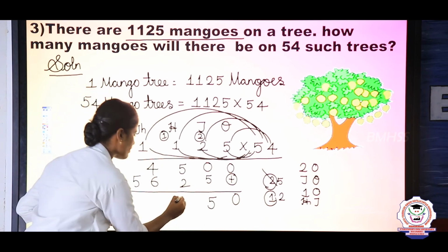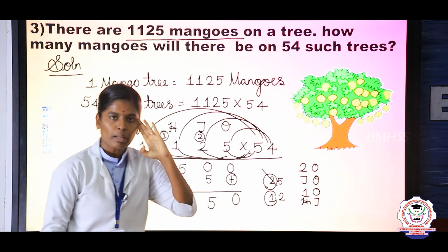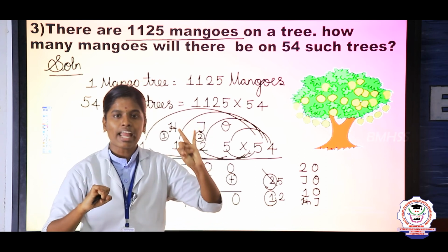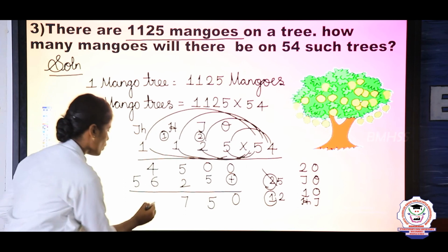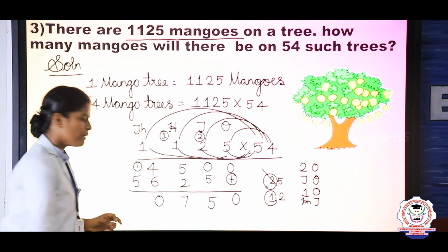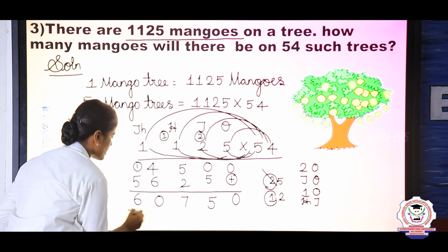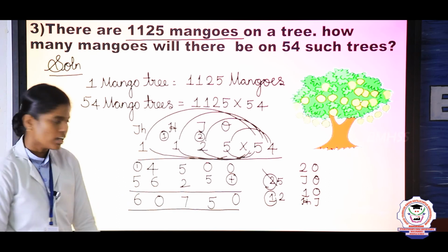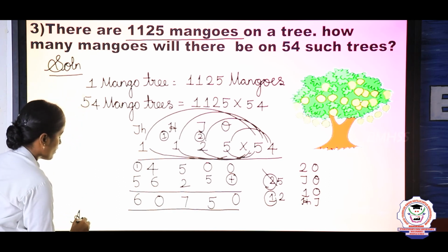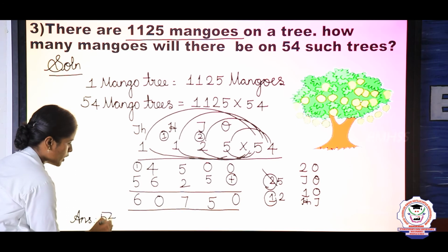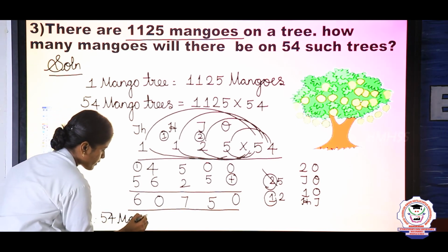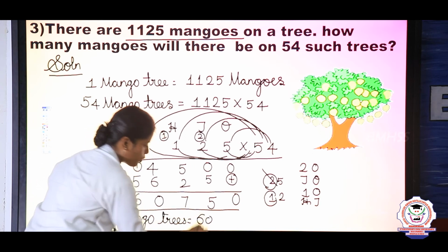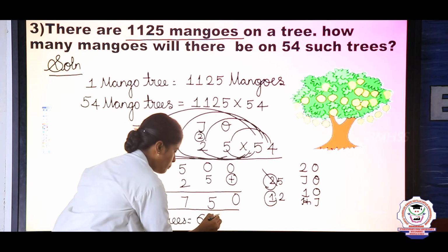Write the answer 7. Next keep 4 in the mind, 6 in the finger. So 4 after 5, 6, 7, 8, 9, 10. 10, write 0, carry 1. So 5 plus 1, the answer is 6. The final answer is 60,750. So write the answer: 54 mango trees equal 60,750 mangoes.